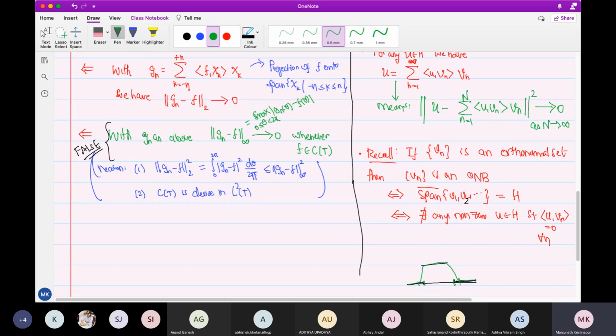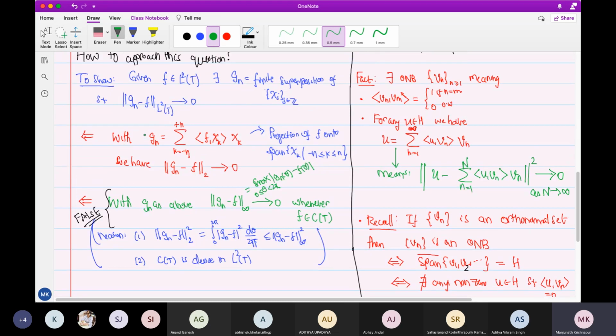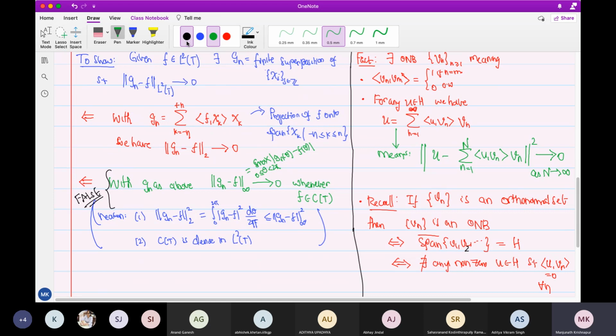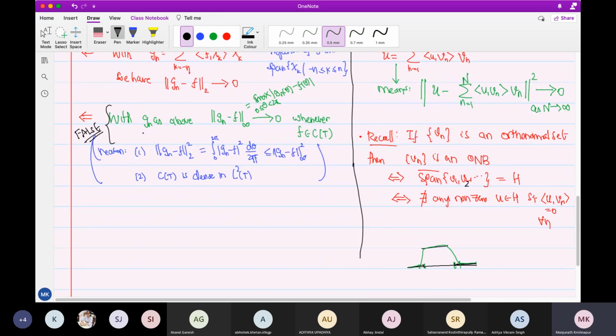But this turns out to be false. This is not true, and so how to approach it is not clear. So this is where Fourier came up with his brilliant idea. You have seen this afterwards, but this was probably the first time somebody thought of this type of idea. So what Fourier did is the following.